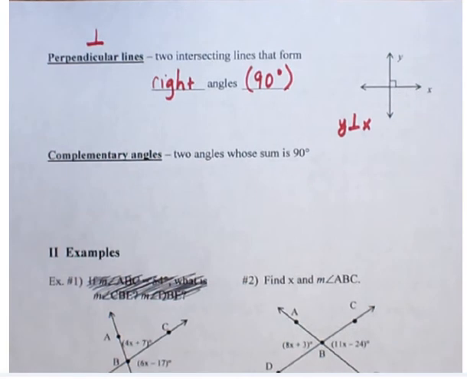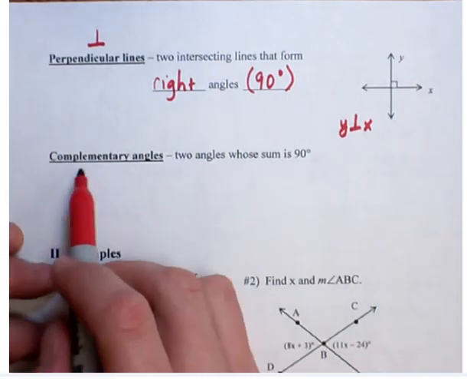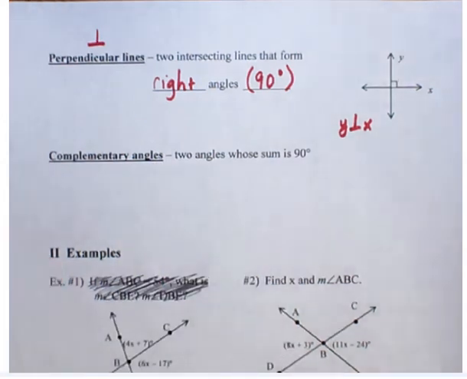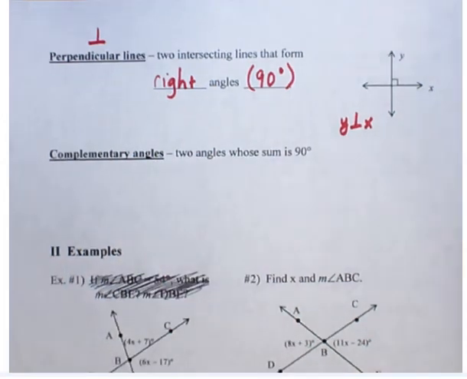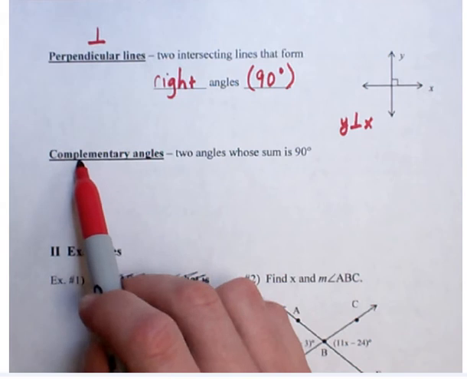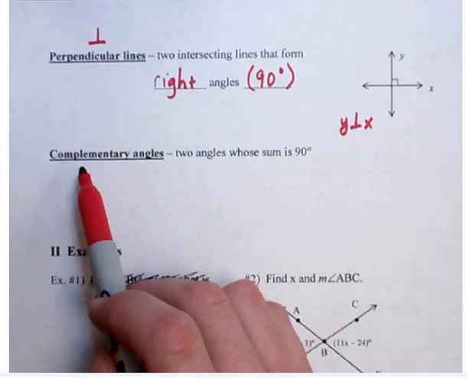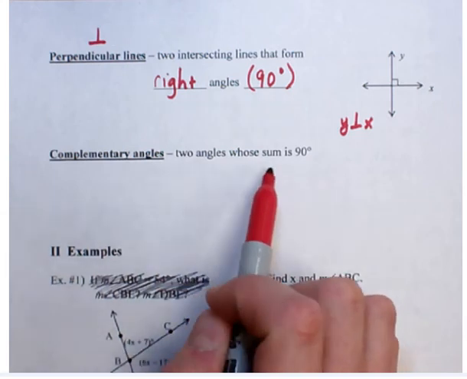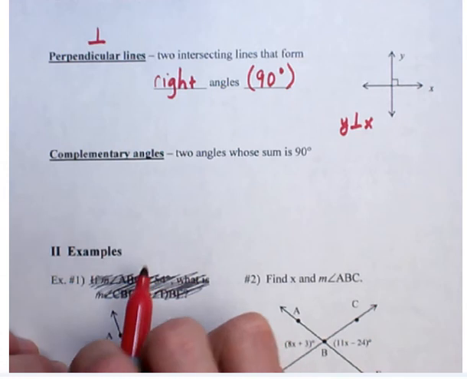Okay, and the other word we have is complementary angles. Now, if somebody is complimentary to you, then they say, okay, you have nice shoes. That's a different kind of complementary. You spell that C-O-M-P-L-I. Complementary, in terms of geometry, is two angles whose sum is 90 degrees. Supplementary is 180. Complementary is 90.